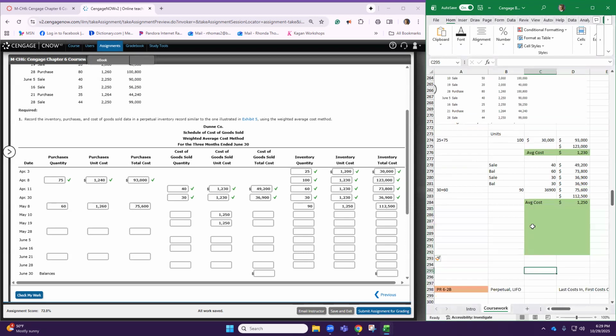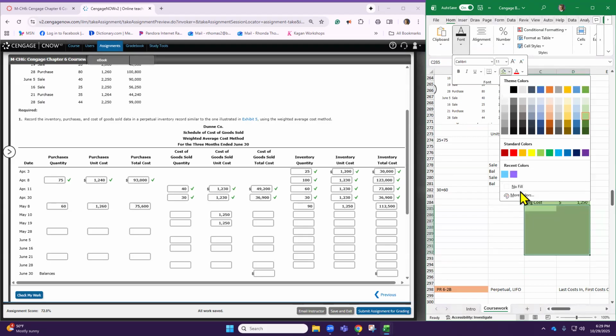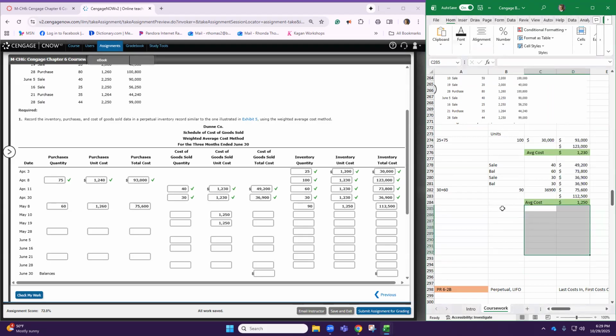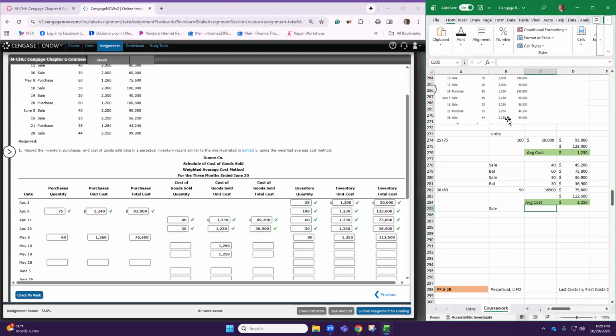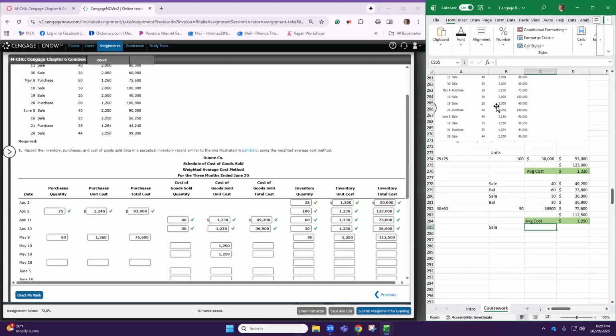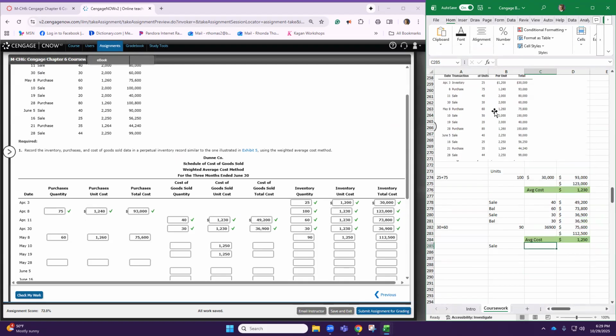We'll get rid of this. All right, now we're ready to make a sale. Our sale this time is... we just did a purchase of 60. Now we're on 50 and 20. So our next two sales are going to be 50 and 20. See if I can speed this up.